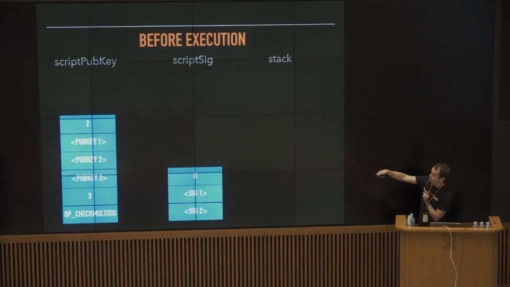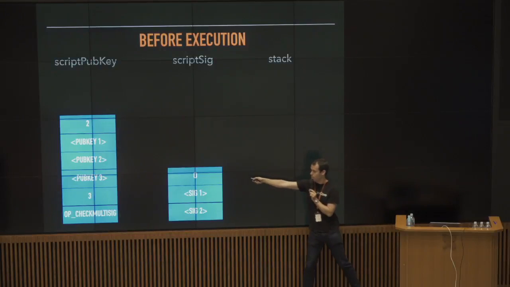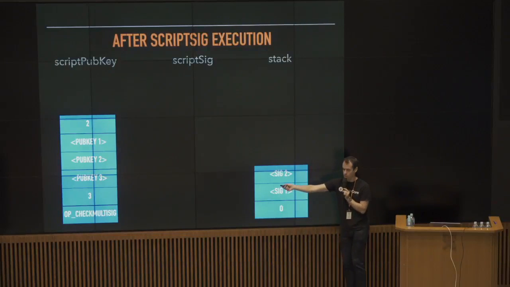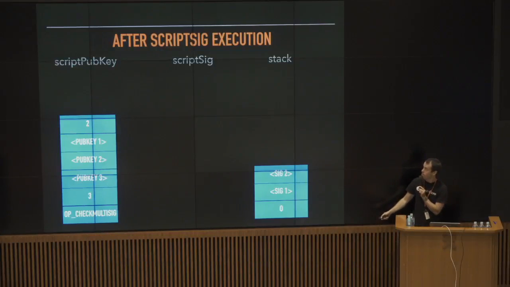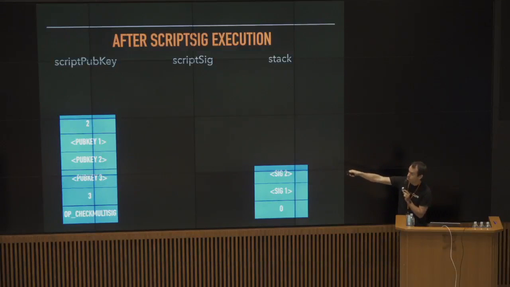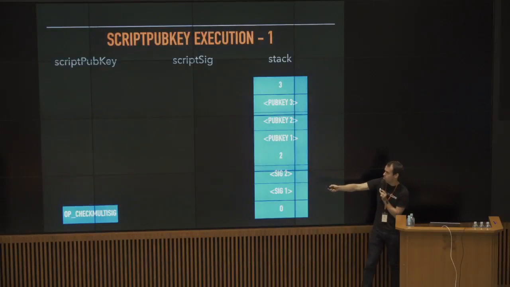So again, this is what our script pub key and script sig look like before execution. The stack is empty. So first of all, we execute script sig, and these are all data elements. So we see 0 at the top, we execute that by putting it onto the stack, and then sig1, and then sig2, right? So it's reverse the order. That's what it looks like after script sig execution. And then pub key execution, again, you've got a bunch of data elements. These all just get pushed onto the stack. So you get 2 pushed onto the stack, and then pub key 1, and then pub key 2.